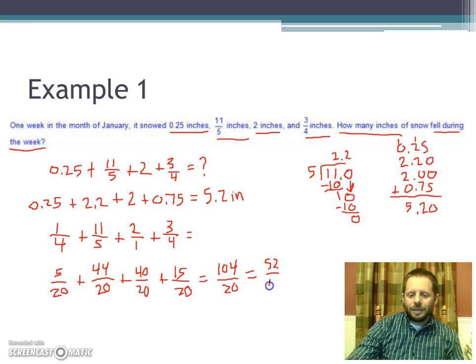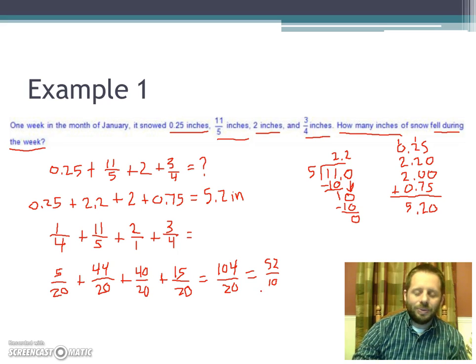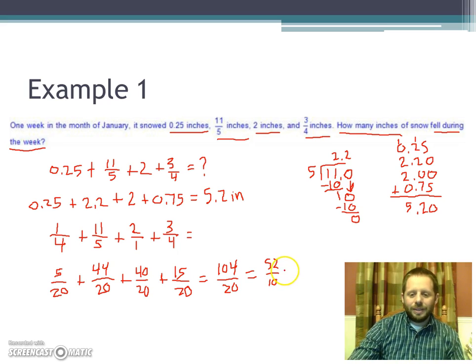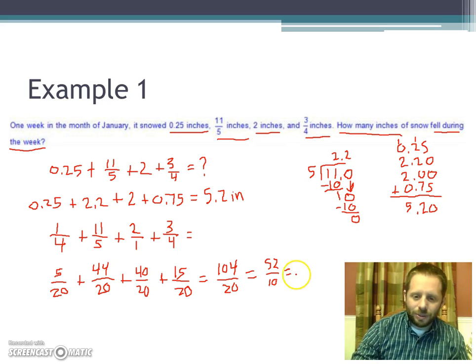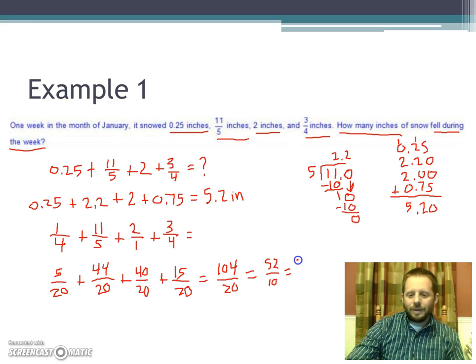10. Now you might look at that and say, well, those are still both even numbers, right? So why not divide them by 2 again? I think that's a good idea. So if we divide 52 by 2, we're looking at 26. And if we divide 10 by 2, we're looking at 5.